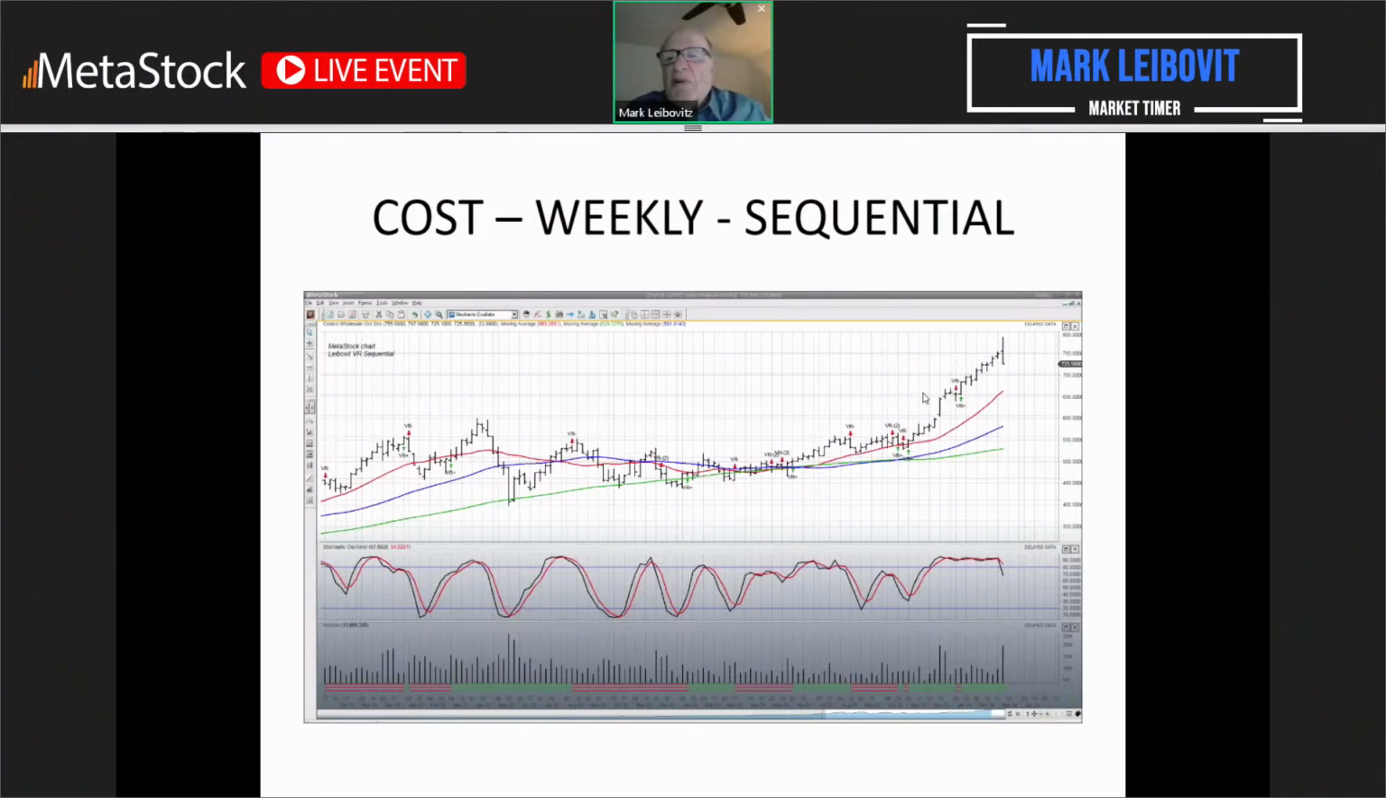But as a general rule, I don't just stick with a signal, and that becomes a stop issue for me if we do get a reversal on a signal. Again, this is the weekly chart.